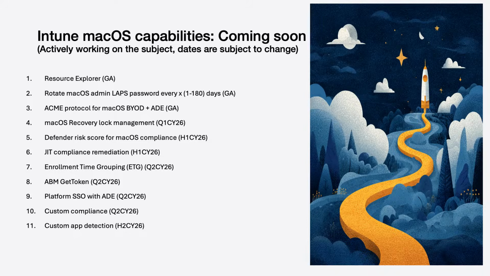And then the final thing that we've got in the roadmap so far is custom app detection. This is the ability for you to essentially have scripts that will determine if an app is installed or not, so that Intune can make a better decision about whether it should install it or not install it.